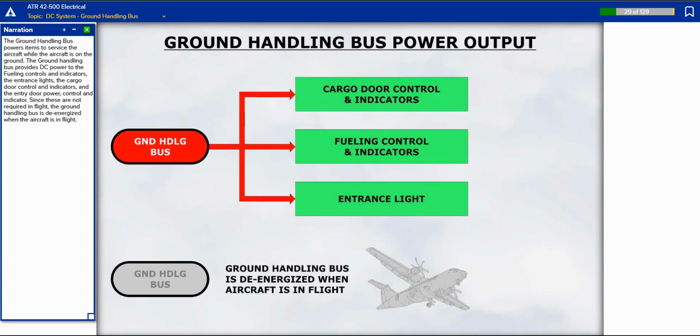The ground handling bus powers items to service the aircraft while the aircraft is on the ground. The ground handling bus provides DC power to the fueling controls and indicators, the entrance lights, the cargo door control and indicators, and the entry door power control and indicator. Since these are not required in flight, the ground handling bus is de-energized when the aircraft is in flight.